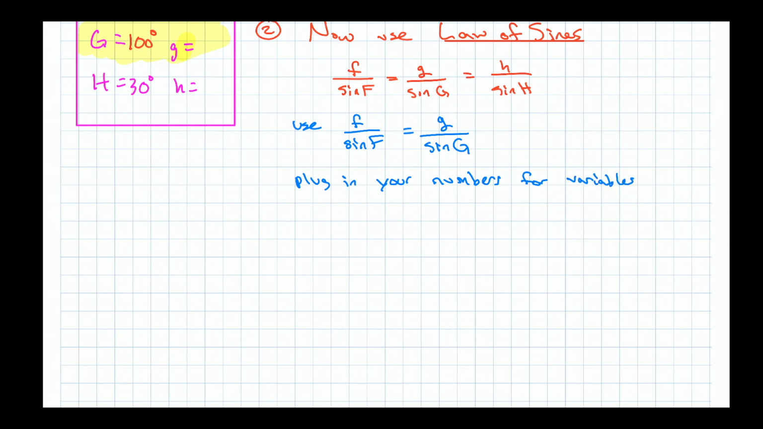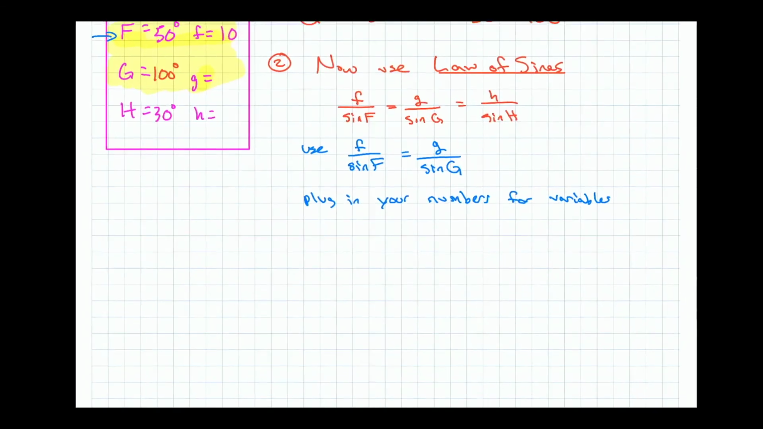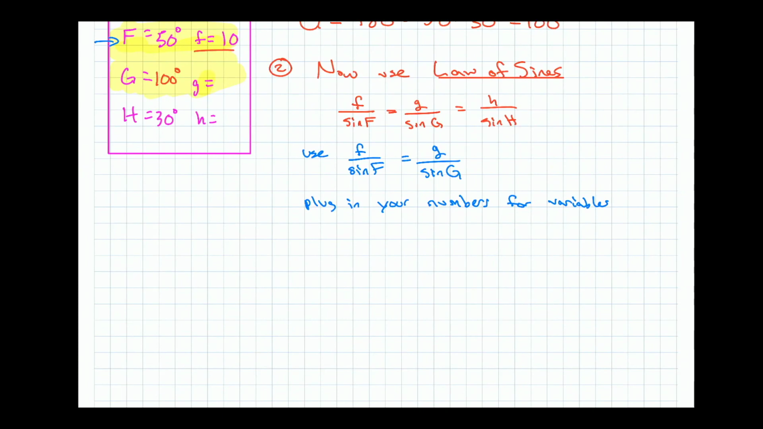All right, so what's that look like? Well, we've got little f, which I know is 10, right? I'm just reading them off here. So little f is 10, big F is 50 degrees, equals little g, we don't know little g, so you just leave it little g, over sine G, which is sine 100 degrees.